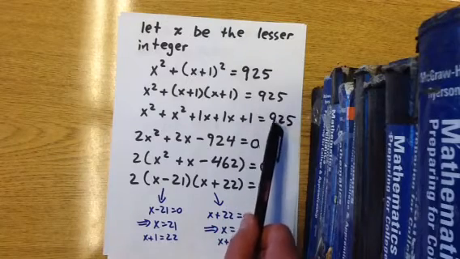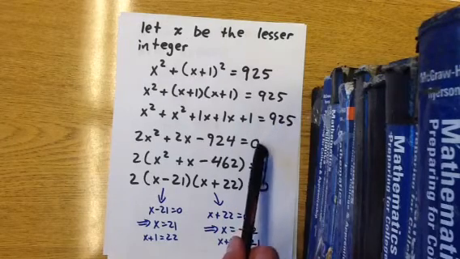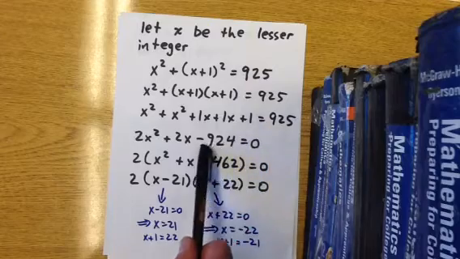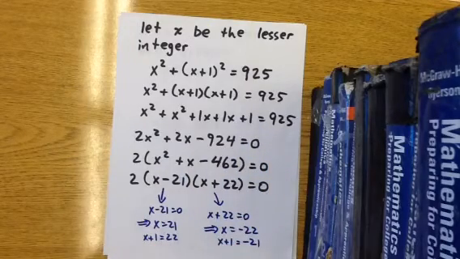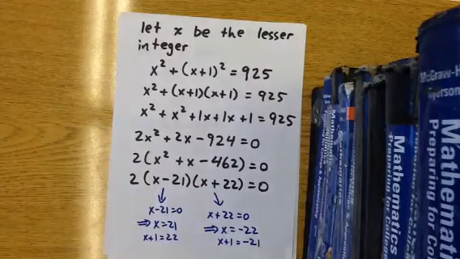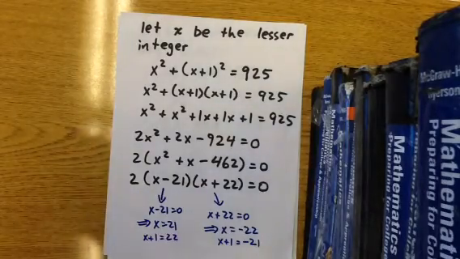We can subtract 925 from both sides. We'll get 0 on the right, and we'll get negative 924 on the left. So we have 2x squared plus 2x minus 924 equals 0. And now we want to factor that.